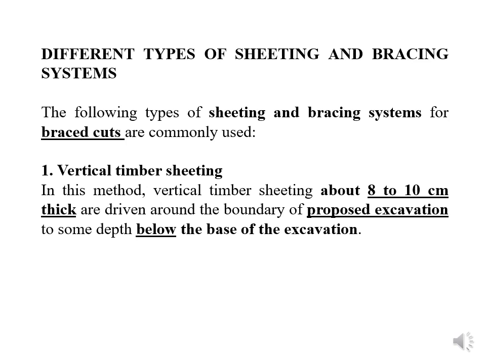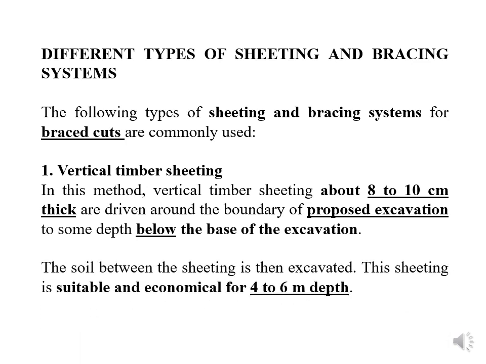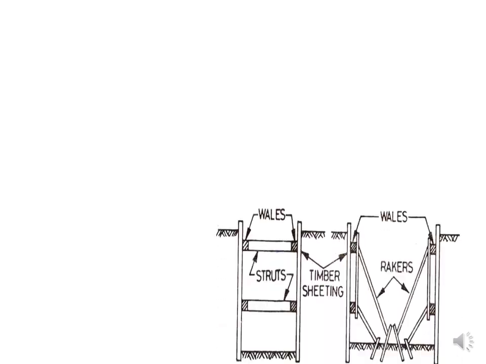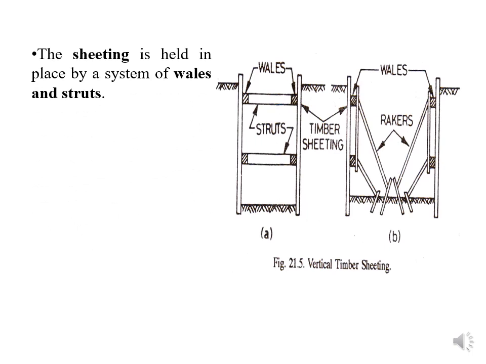And the timber will also go parallelly inside the earth, and excavation is also carried out. That's why it is written there. Vertical timber seating about 8 to 10 centimeter thick are driven around the boundary of a proposed excavation to some depth below the base of the excavation. The soil between the seating is then excavated. This seating is suitable and economical for 4 to 6 meter depth maximum. In case of timber seating, the seating is held in place by system of wells and strut.